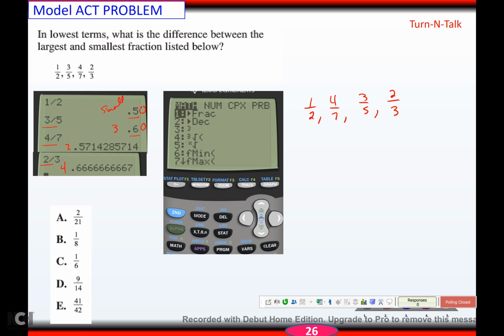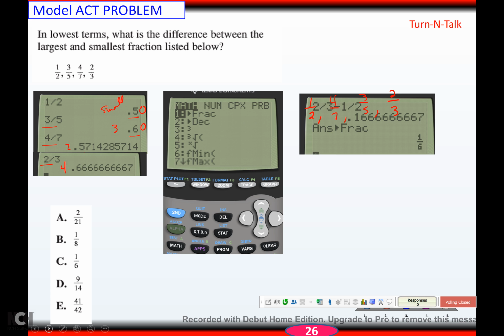And then it wants to know, in lowest terms, what is the difference between the largest and the smallest fractions. So I have 2/3 minus 1/2, which is 0.1666666 repeating. And again, my answers are in decimal form, so you hit your math key, then enter for fraction, and then hit enter again, and it will turn it back into a fraction for you, which is 1/6.